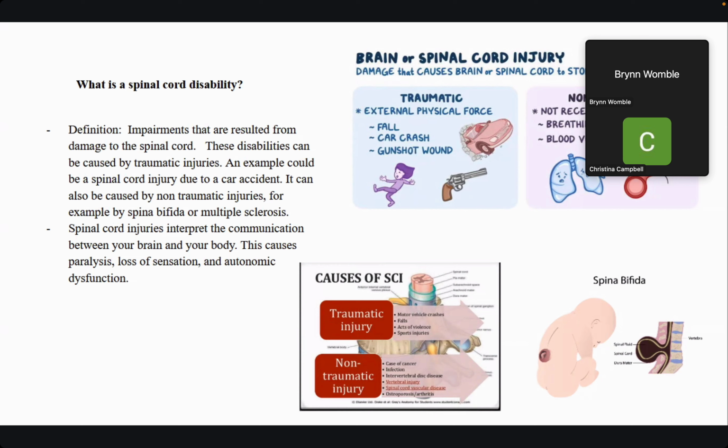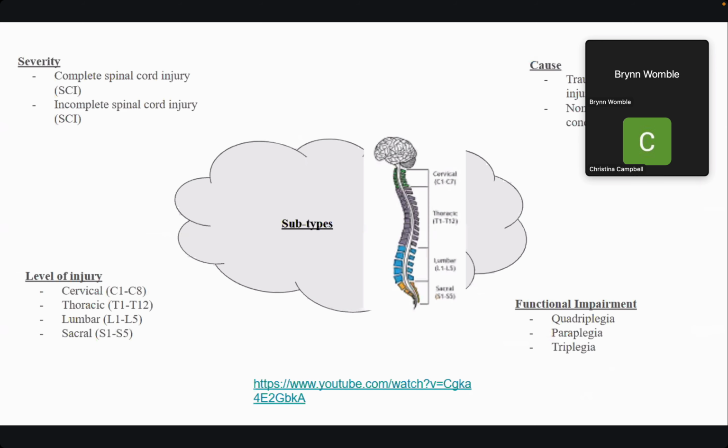Spinal cord injuries interrupt the communication between your brain and your body. This causes paralysis, loss of sensation, and autonomic dysfunction. We can break down spinal cord injuries based on their severity, level of injury, the cause of the injury, and the functional impairment. There are two severities of spinal cord injuries.